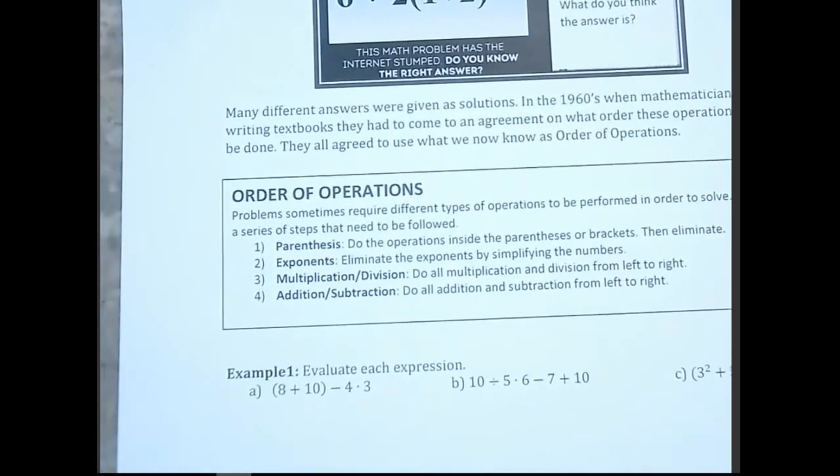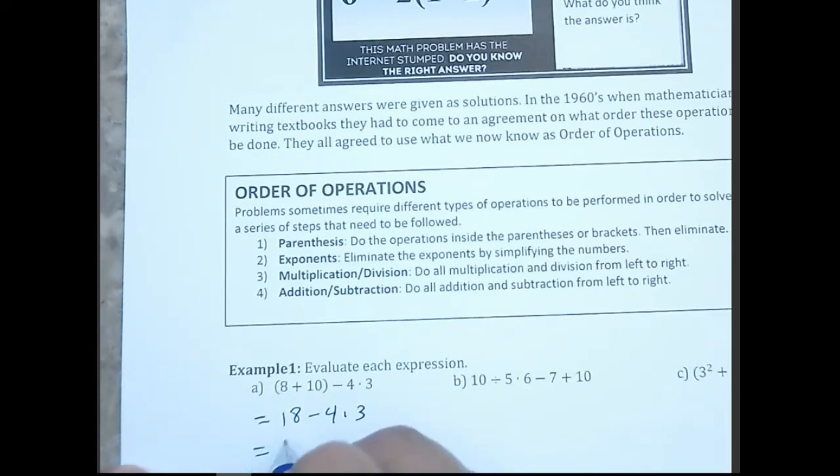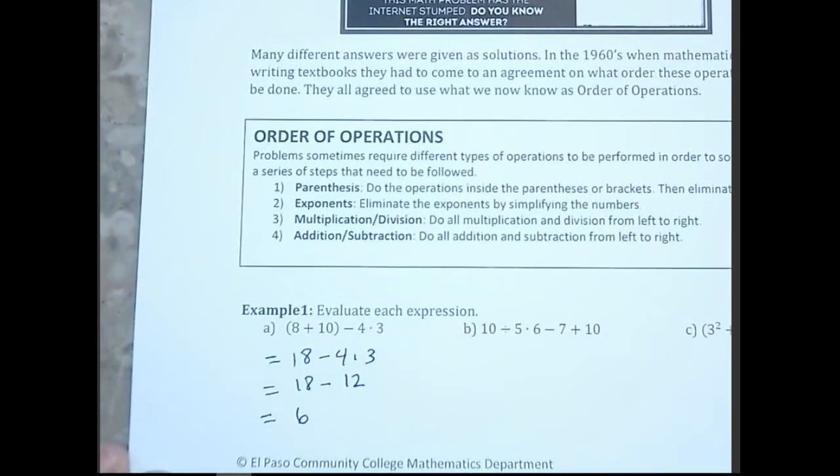We have 8 plus 10 in parentheses minus 4 times 3. First, if we follow our order of operations, we would do the parentheses. So 8 plus 10 is 18 minus 4 times 3. Second, we would do our multiplication. So in this case, we would multiply 4 times 3, and that's going to give us a 12. And then we can do the subtraction. 18 minus 12 would be equal to 6. So 6 would be your answer.